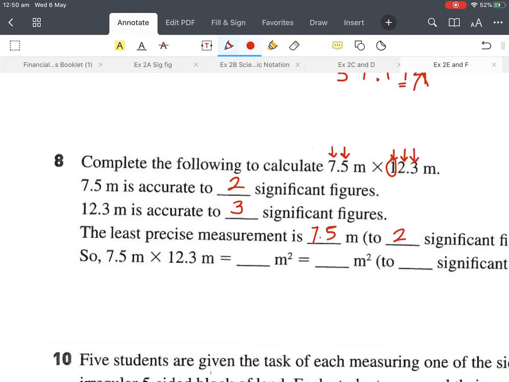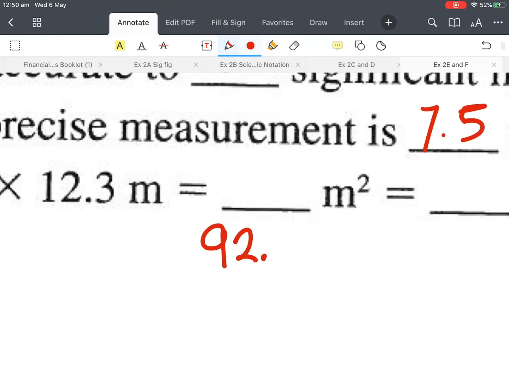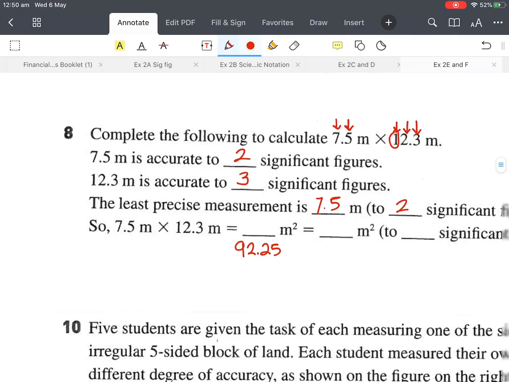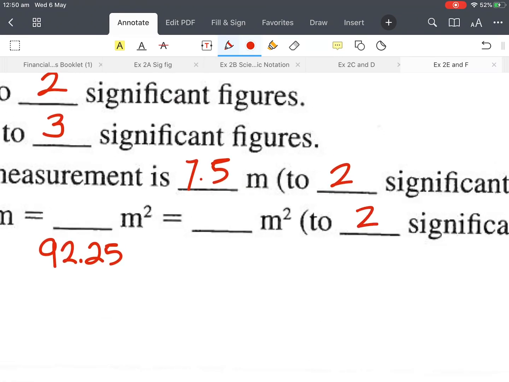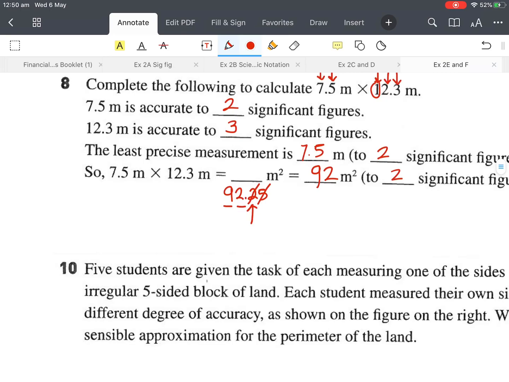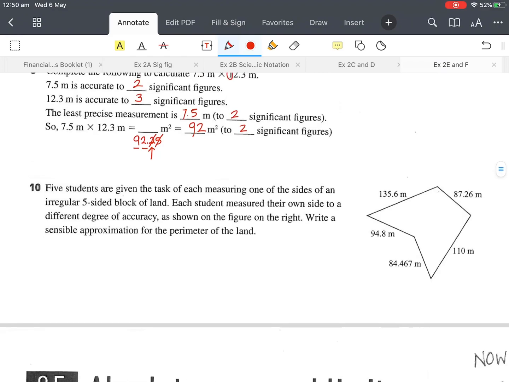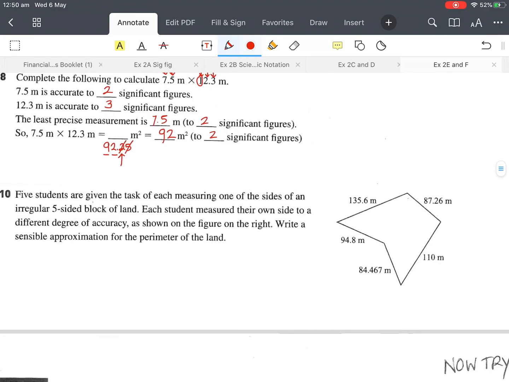7.5 times 12.3. That gives me 92.25. Sorry, it's just neater if I make it bigger. Now I have to round this to 2 significant figures. That's 1, 2. So I don't need those 2, but I must look at that one to round it. So that means I'm going to round it to 92. Okay, beautiful.